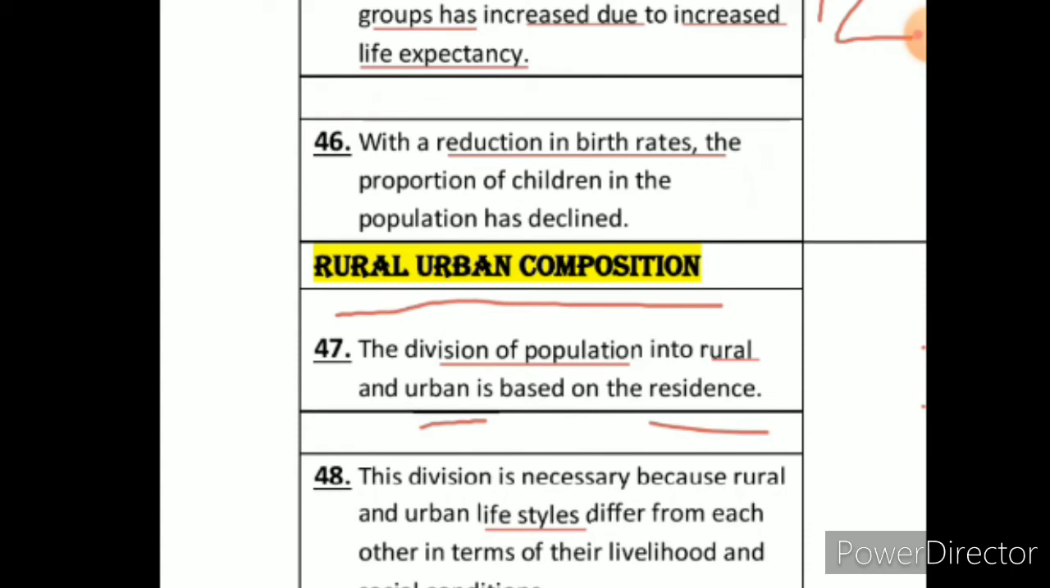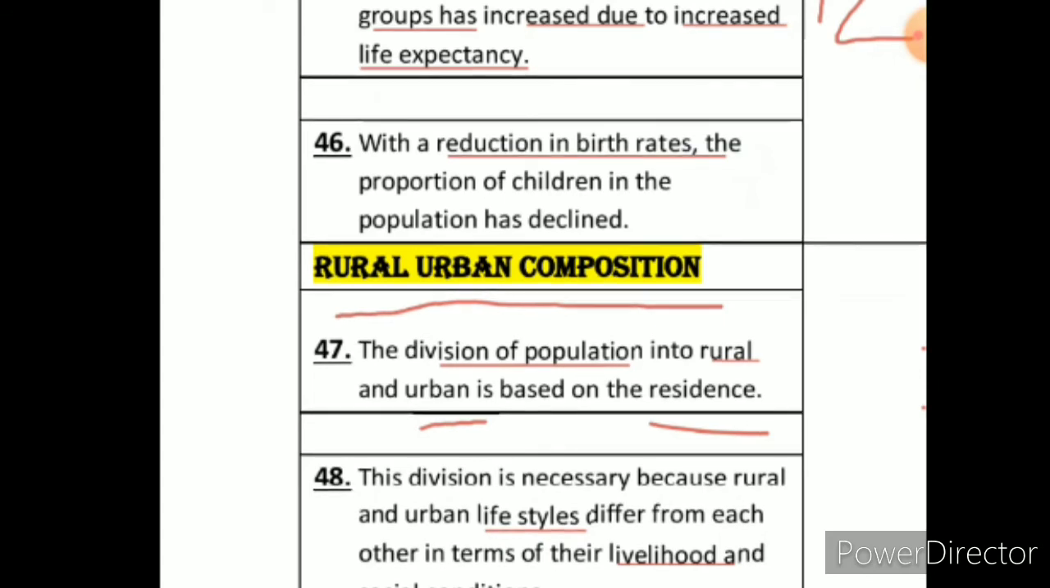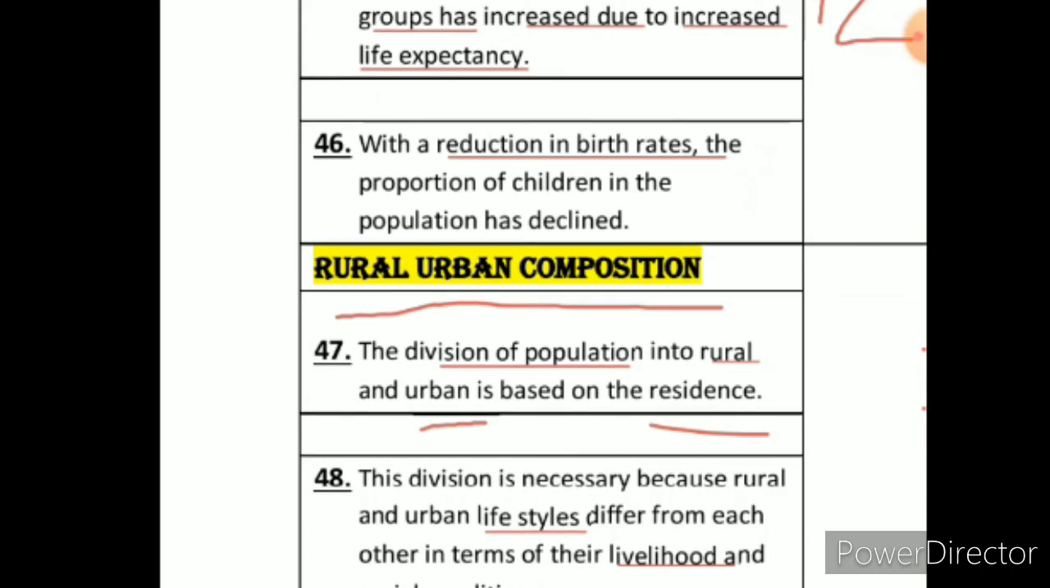ठीक है, और उनका रहने का स्टाइल, लिवलीहुड कैसा है उनका, सोशल कंडीशन कैसी है उनकी, राइट? So we can easily differentiate between rural population and urban population. Then we have age, sex, occupation, structure. This is very important. So density of population and level of population vary.